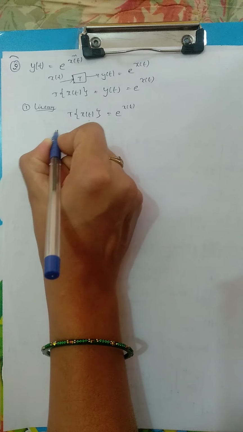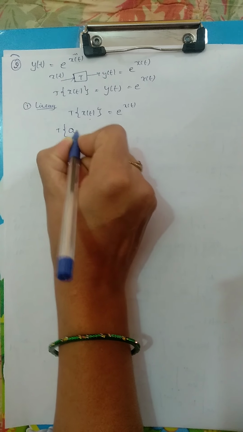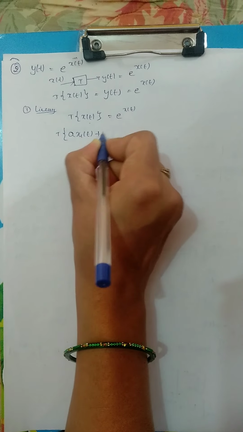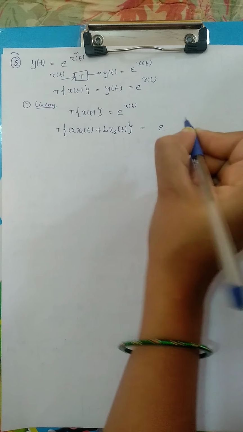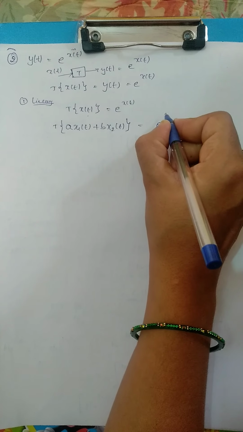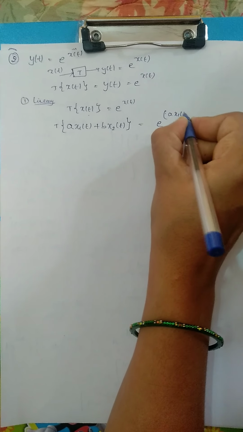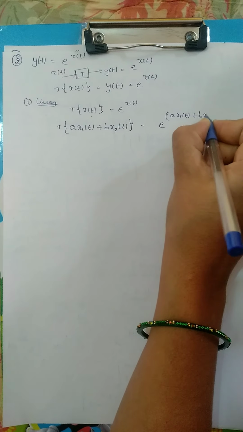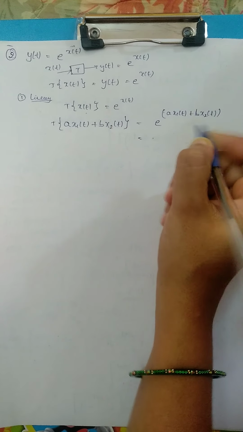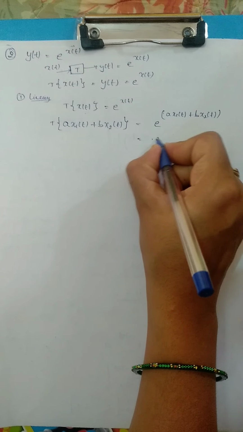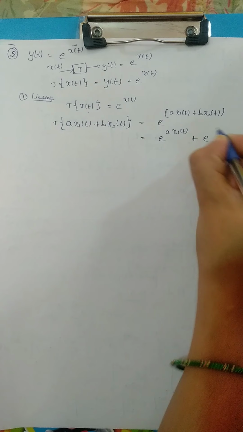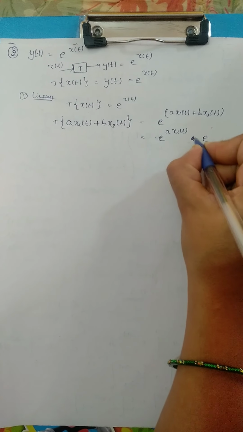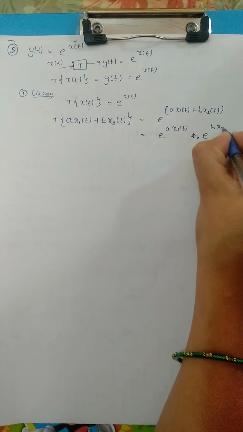In the place of x of t, I need to replace a into x1 of t plus b into x2 of t. Similarly, this side e to the power of, in the place of x of t, I need to write a into x1 of t plus b into x2 of t. If we simplify this, here we will get e to the power of a into x1 of t plus e to the power of b into x2 of t.